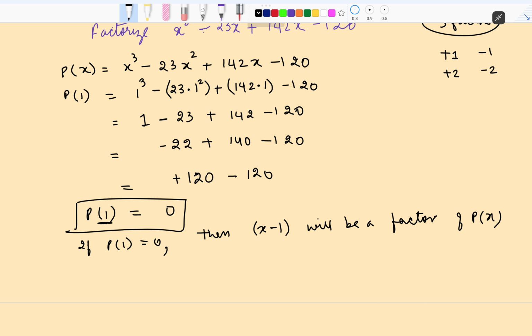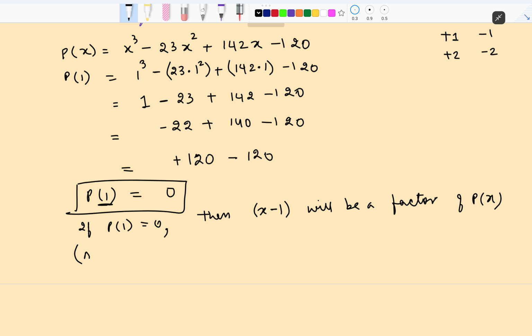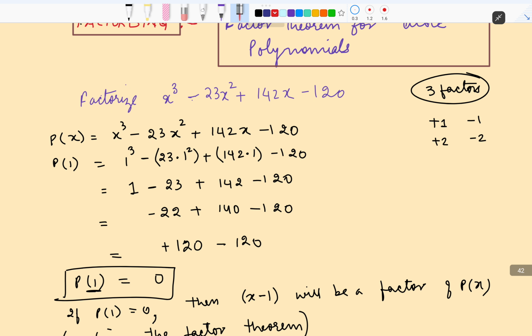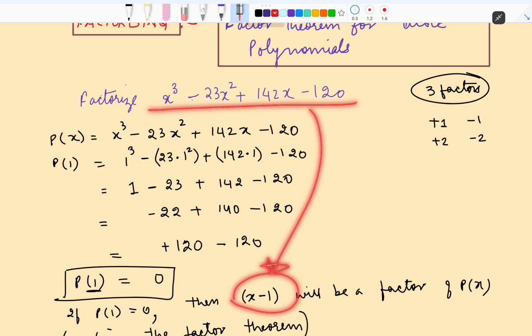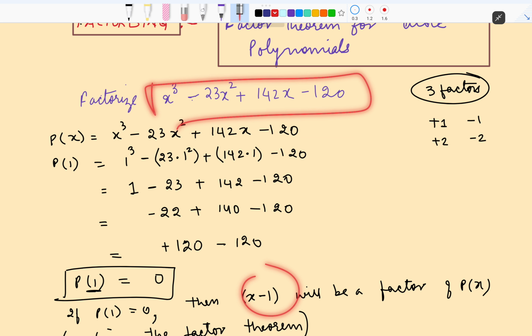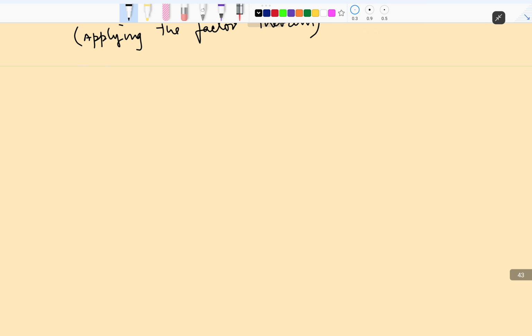Right? And right, applying the factor theorem. और अब हम क्या करेंगे, हमें एक फैक्टर तो मिल गया है, so I know if I try to divide my polynomial with this factor, my remainder is going to be 0, right? So what I'll do is now I'll divide this polynomial with this factor, और इस division को हम कहते हैं long division. और ये division कैसे होता है, let's understand.